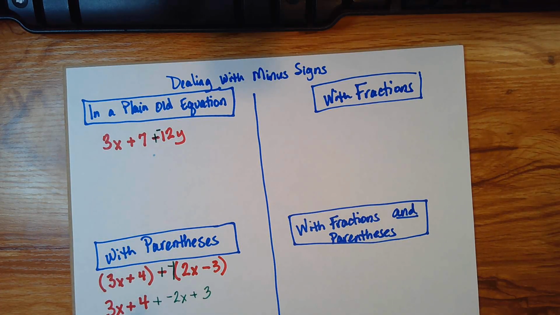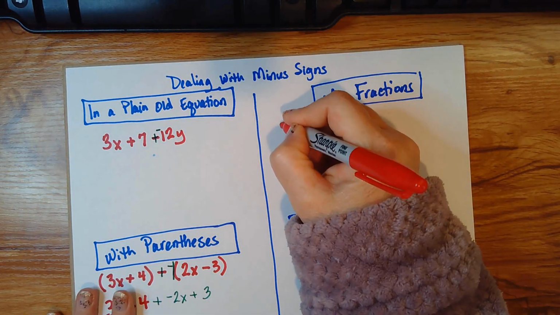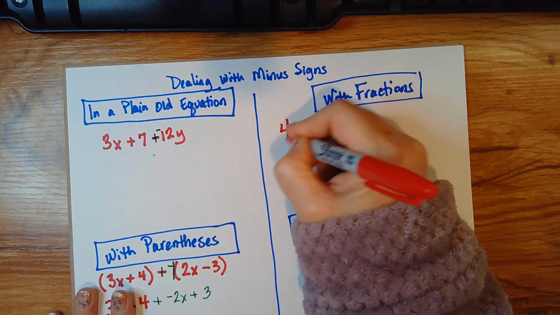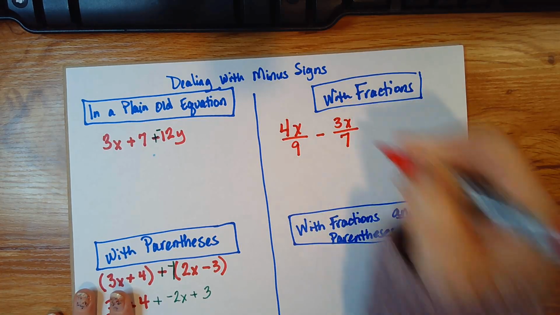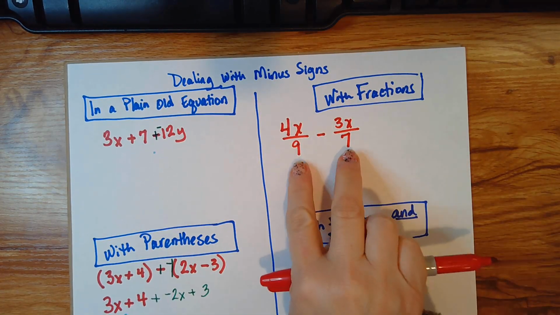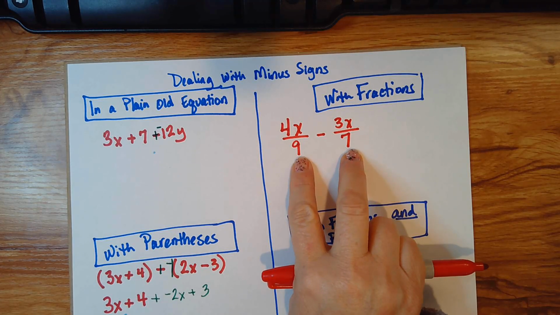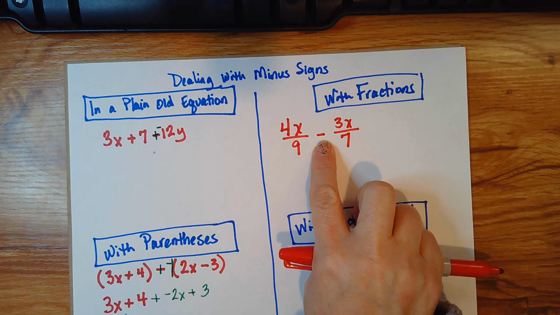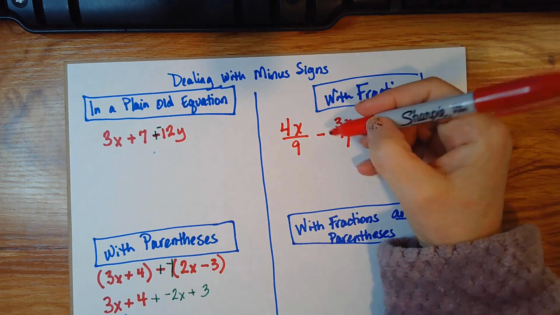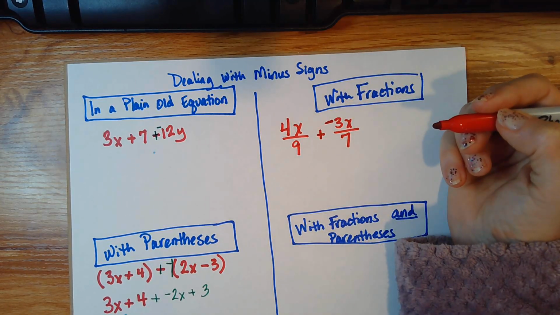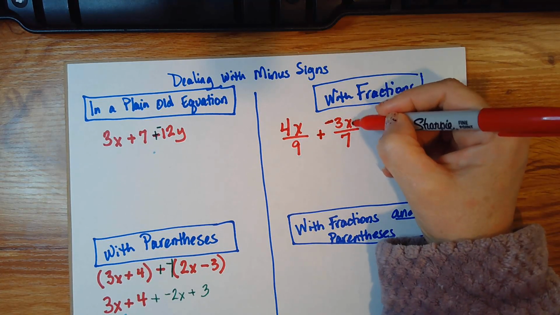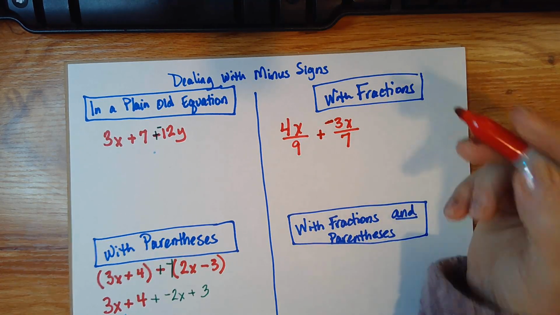All right, what if we have fractions? So let's say we had 4x over 9 minus 3x over 7. And we are already not happy because we know that we're going to have to get a common denominator here. But then we look and we see that we also have a negative sign, which is just annoying. So what we could do here is change this into a plus and put our negative here. So this is a negative 3x over a positive 7.